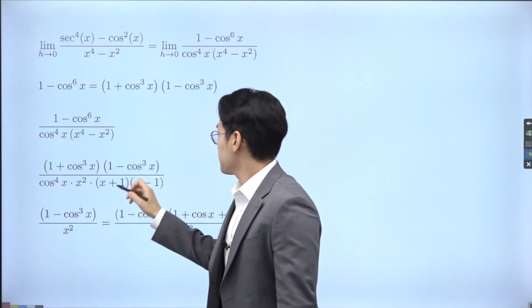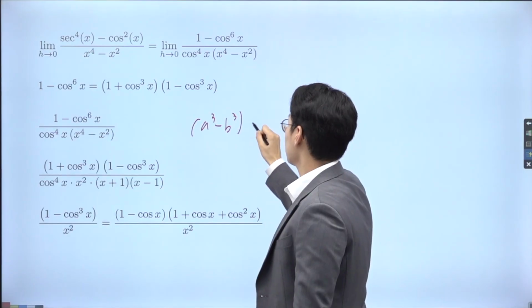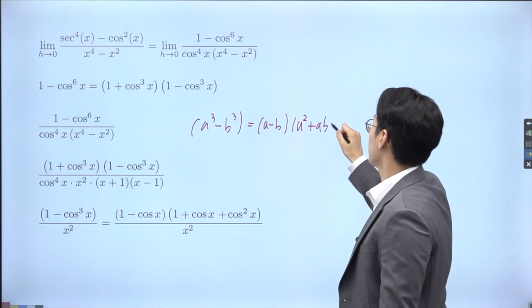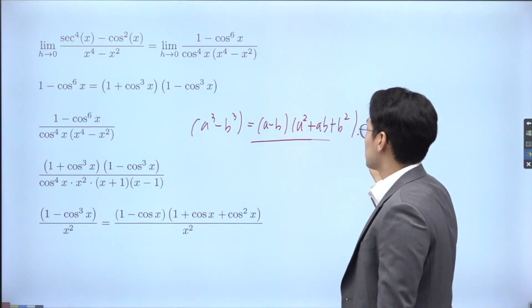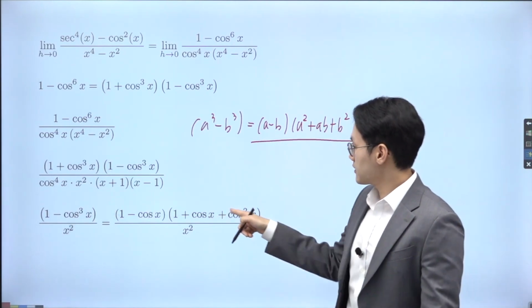Because of the difference of cubes, I want you to please remember a cube minus b cube. That's a minus b, times a squared plus ab plus b squared, right? So that's what I have. That's the difference of cubes. That's the expected algebra for solving this problem more neatly. So I got that factorization.